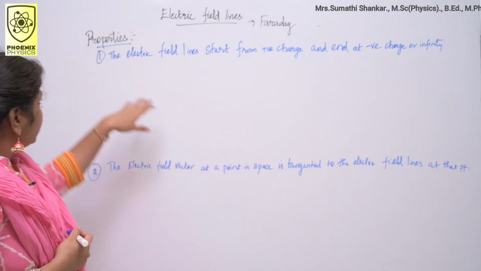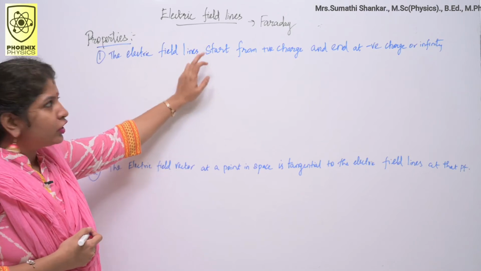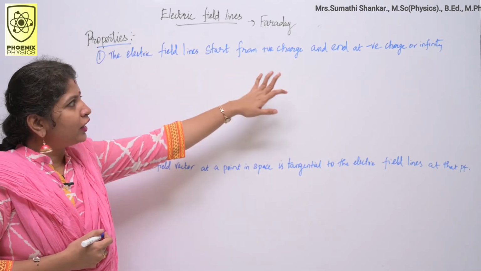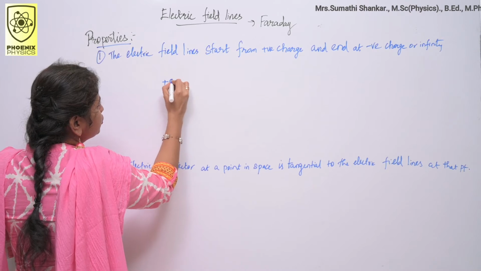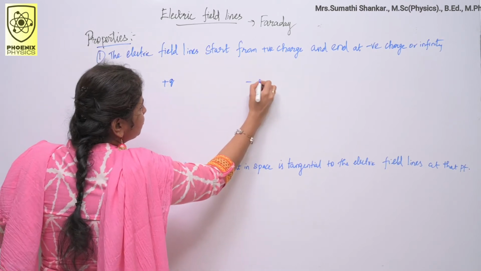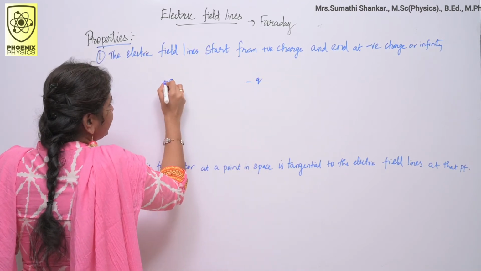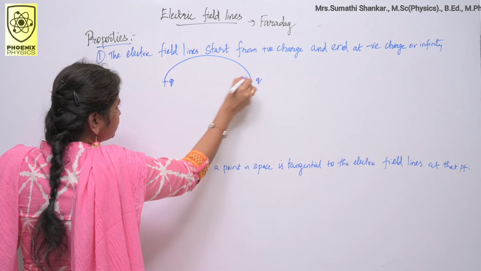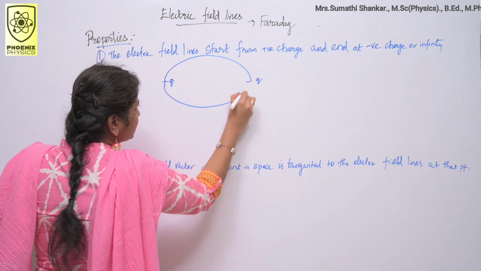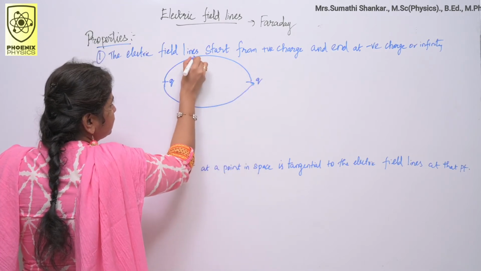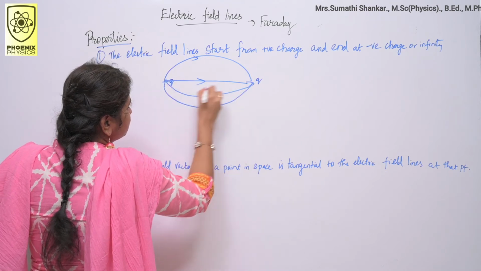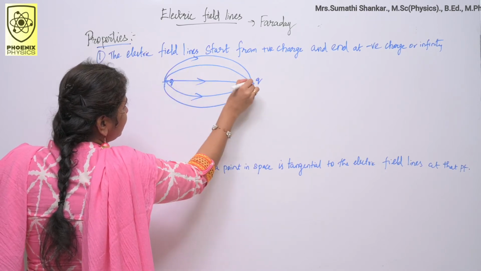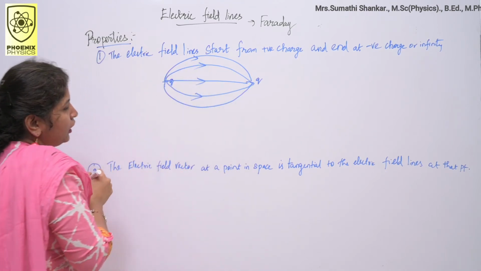First one, the electric field lines start from a positive charge and end at a negative charge or infinity. This is my positive charge Q and this is my negative charge Q. So the electric field line starts from the positive charge and ends at the negative charge like this, or it will move like this. This is the meaning. These are all electric field lines.